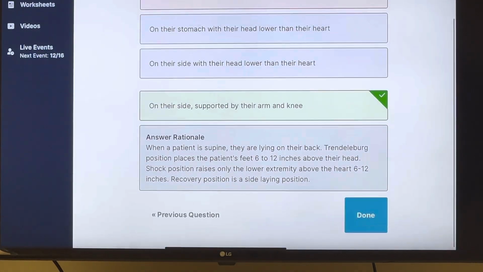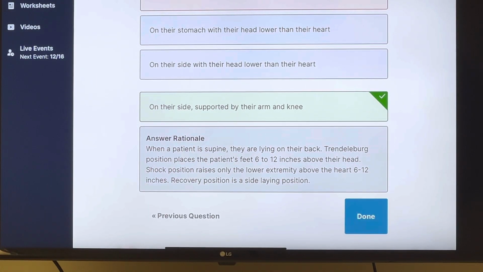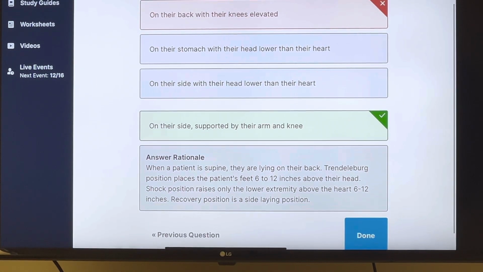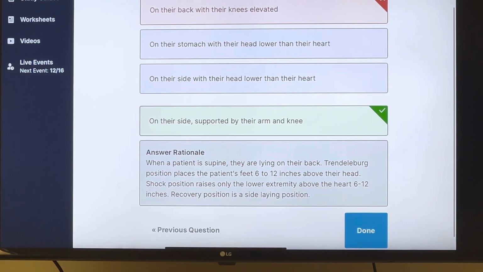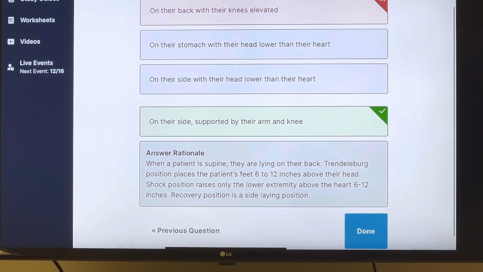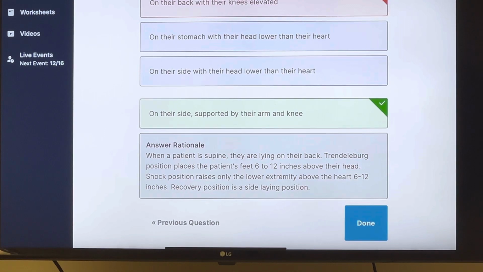Yeah, because that position is Trendelenburg, right? Which one? On the back with the knees elevated? It's all part of the shock position. On their back with their legs elevated. That is the shock position. Good. Right, shock position. That'd be Trendelenburg. Supine with their legs elevated. Supine, right. 6 to 12.